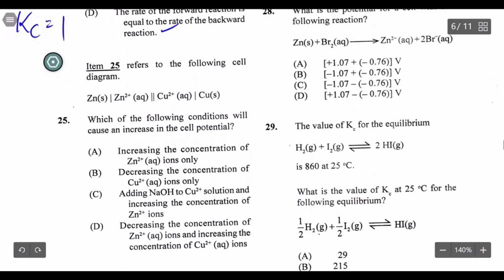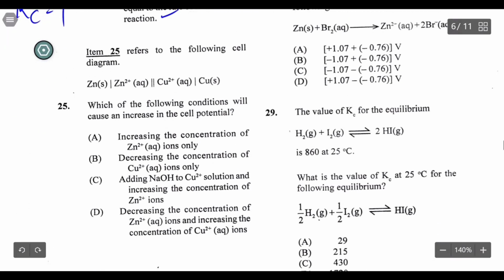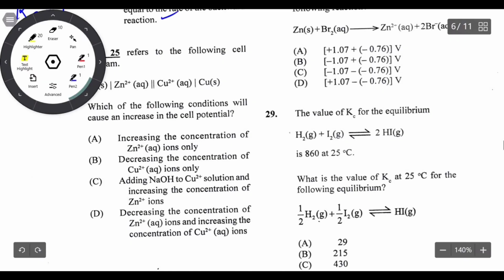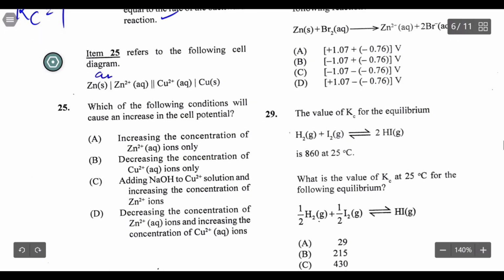Now 25. Item 25 refers to the following cell diagram. So we can see that zinc here is oxidized, so this is the anode, and copper is reduced, so this is the cathode.